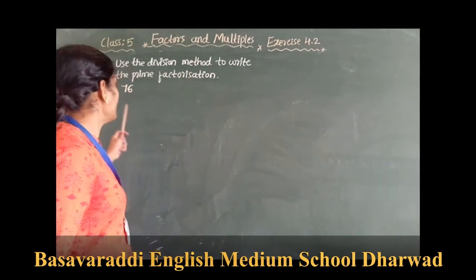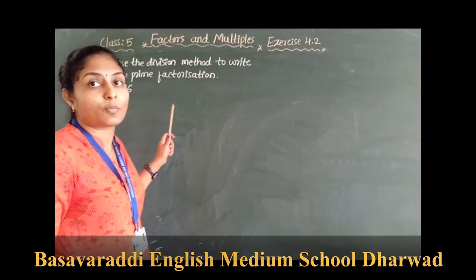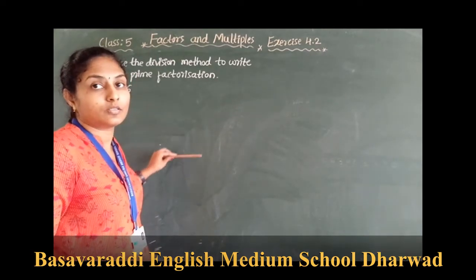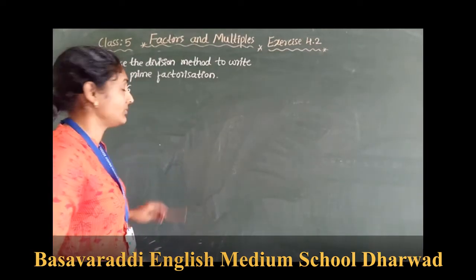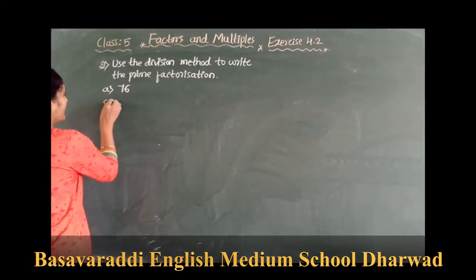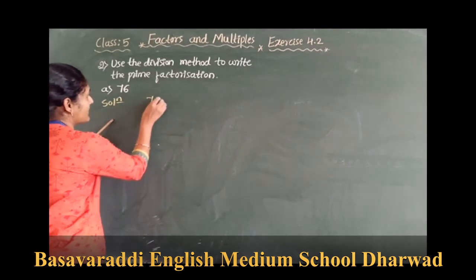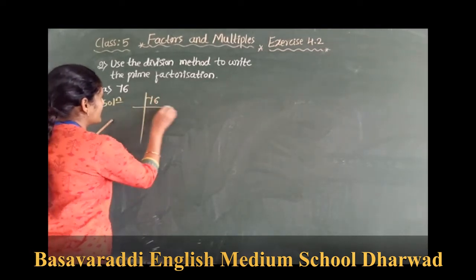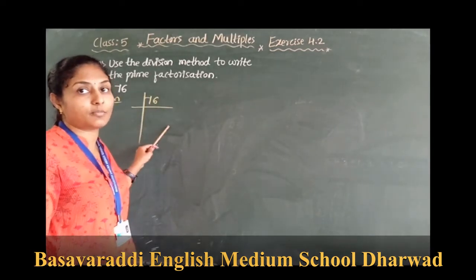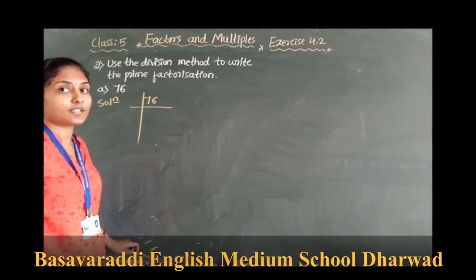Here we have to remember all the divisibility rules, so we have to apply the rules one by one. Now the derivation is going on. Solution: write the given number, 76. This is the prime factorization by the division method here. So 76.